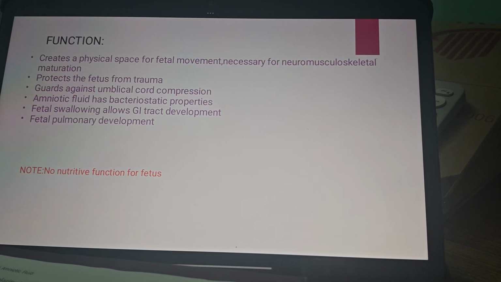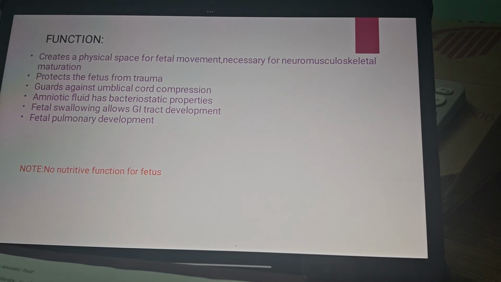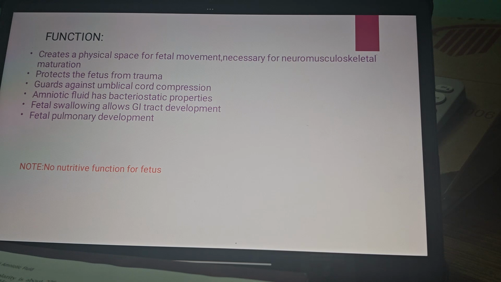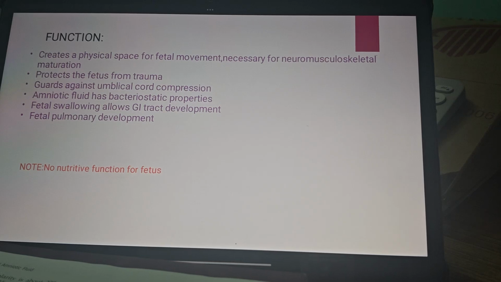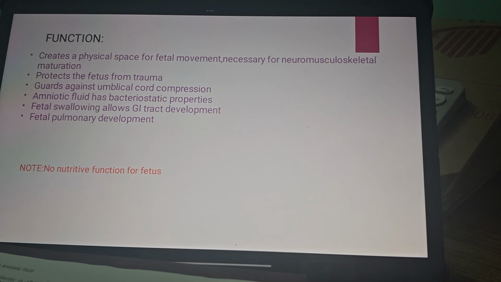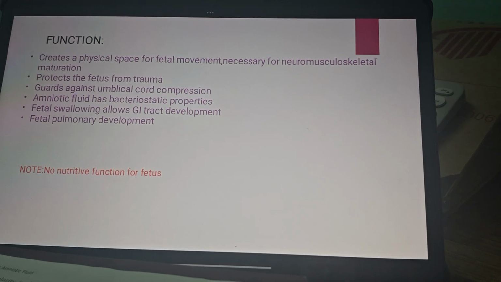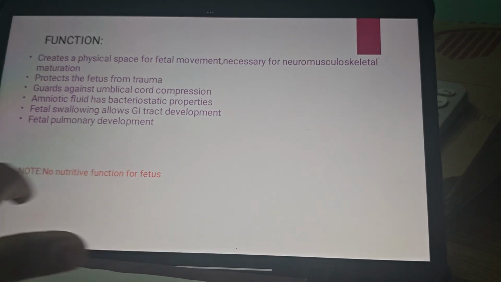So, overall functions include physical space for fetal movement necessary for neuromusculoskeletal development and maturation, protects the fetus from trauma, guards against umbilical cord compression, which can occur in oligohydramnios and can cause fetal distress. Amniotic fluid also has bacteriostatic properties. Fetal swallowing allows GI and respiratory tract development and fetal pulmonary development. It does not provide nutritive function for the fetus, and it is important from exam point of view.